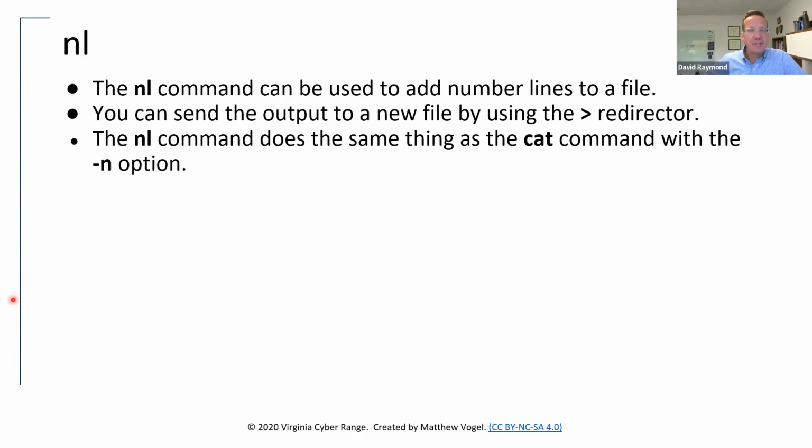And then there's this NL command used to add line numbers to a file. So you can output the new file by using the redirect operator. And the NL command does the same thing as the cat command with the -n option, right? So again, you have two different ways to do the same thing.